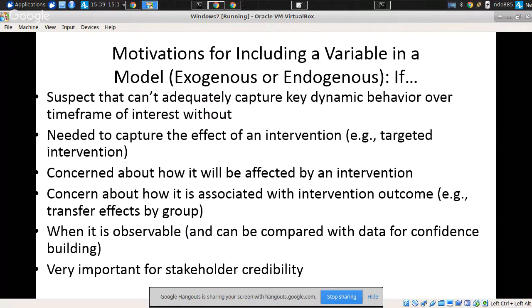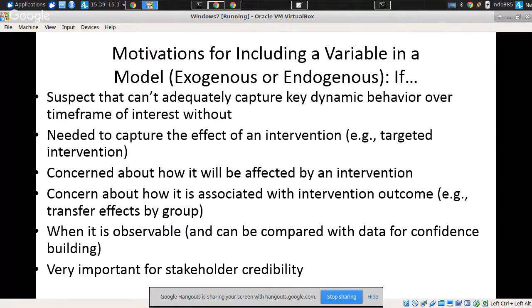And those who are going to be working on projects need to struggle through this a bit. Why would we represent something in the model at all? Well, either endogenous or exogenous. Suppose you're interested in characterizing dynamics of a system, and you can't characterize it without this thing. You can't realistically characterize how infection spreads without talking about the fact that some people are susceptible and some people are infected.